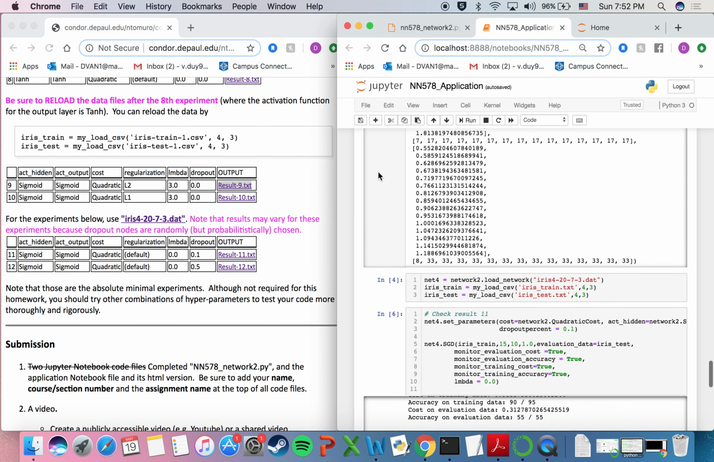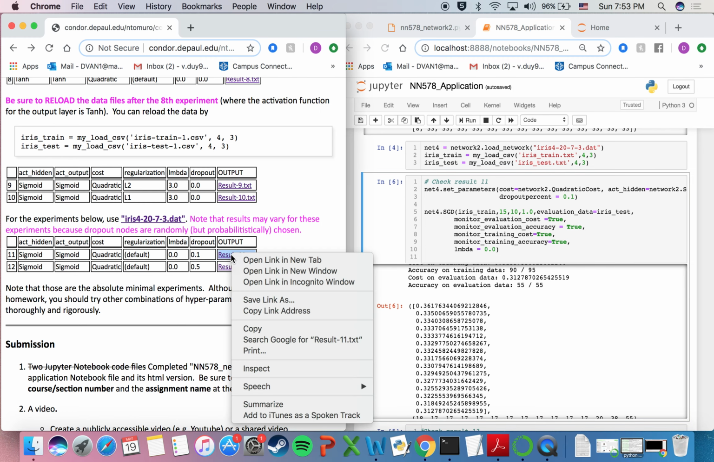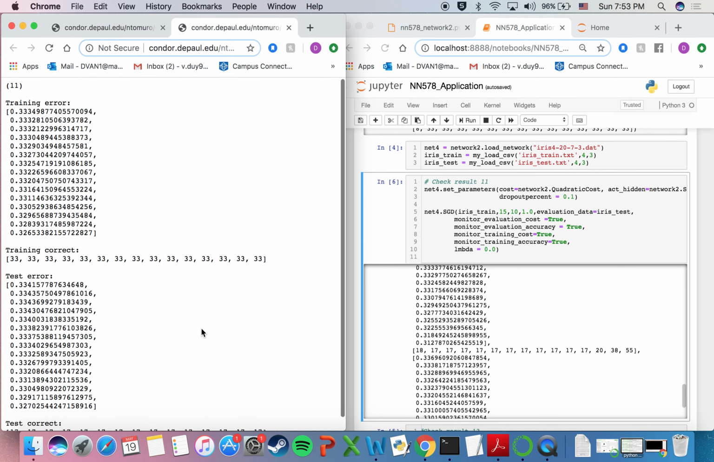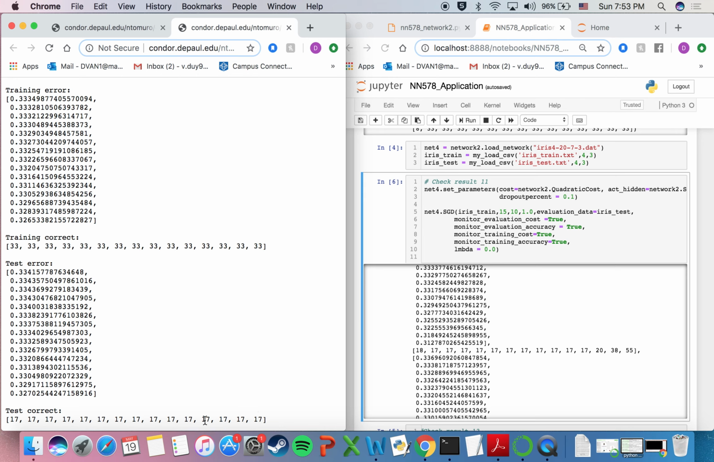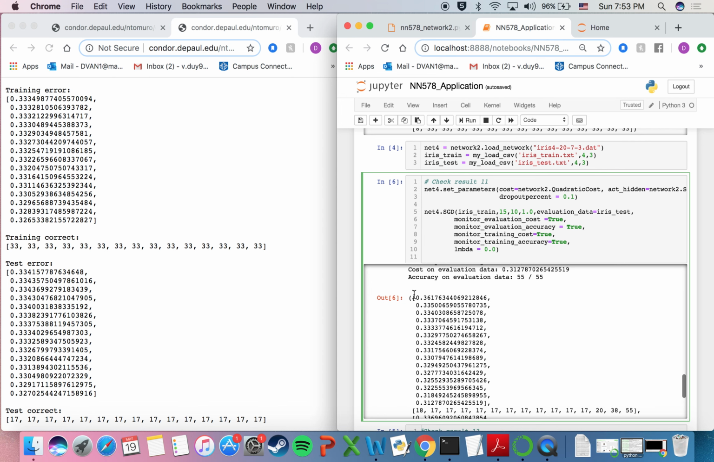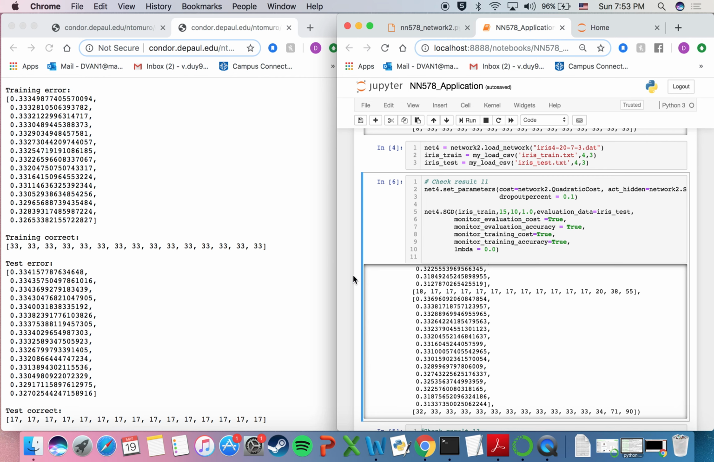Then let's check maybe number 11 for the dropout. With dropout, the test correct is 17, 17. There is a little bit of difference. However, the test error is very similar and very close, which is caused by the difference due to the dropout percent, the dropout randomness. The training error is also very similar, with 0.3336, 0.33 for the training error.